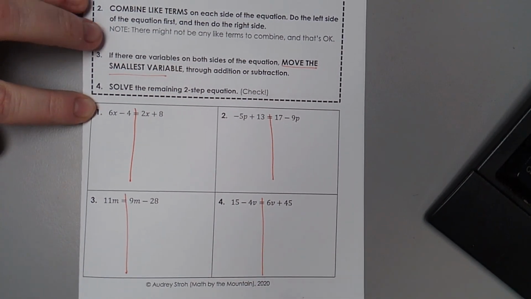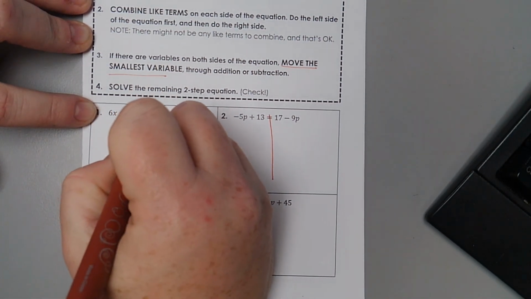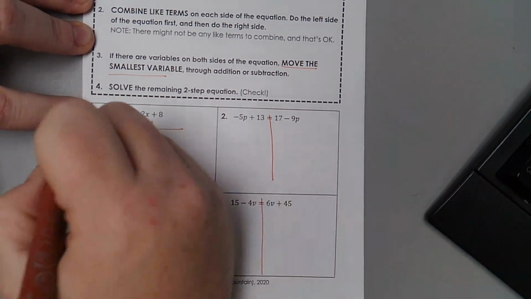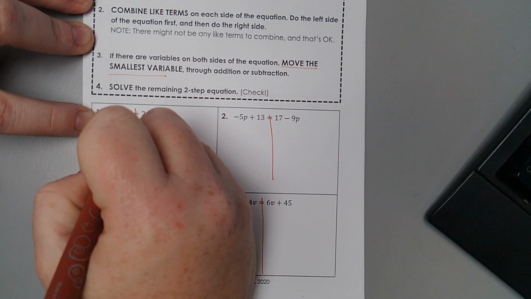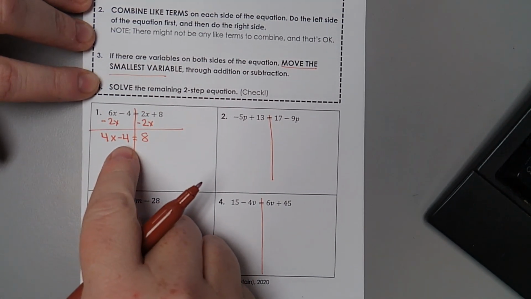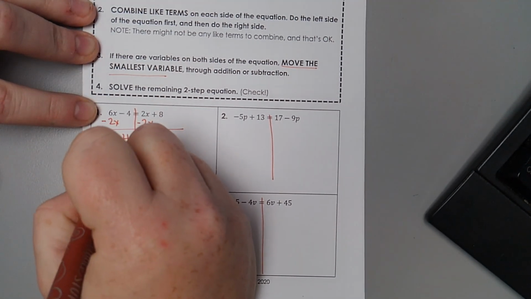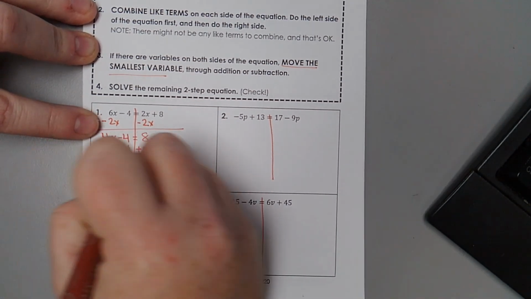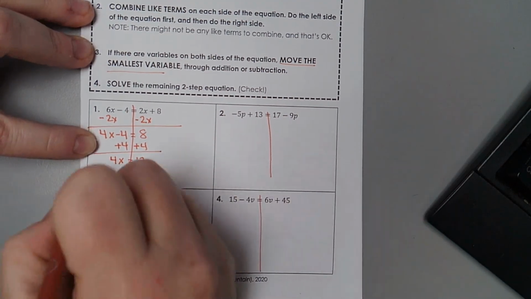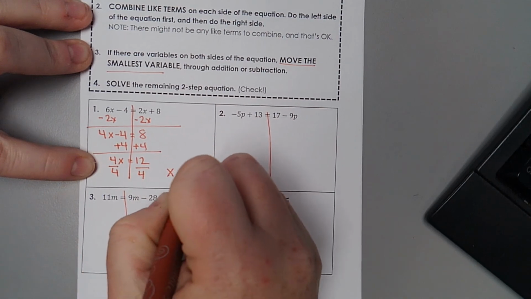So for this one, I have no parentheses, and I can't combine any like terms yet. So I'm going to get rid of my smallest variable, which is 2. 6 minus 2 is 4x. Minus 4 equals 8. Now it's a two-step problem. I would do the opposite of minus 4, which is plus 4. Plus 4, leaving me 4x equals 12. The opposite of multiplying by 4 would be to divide. And I get x equals 3.